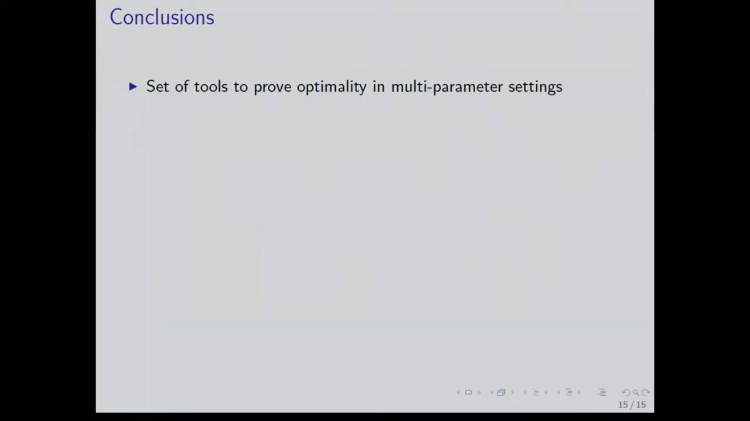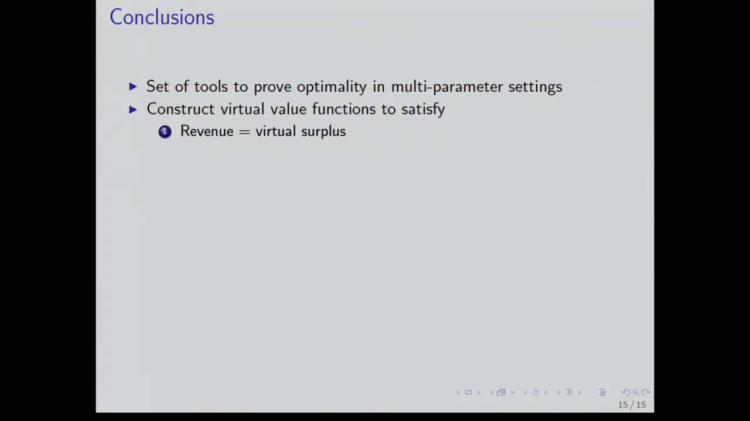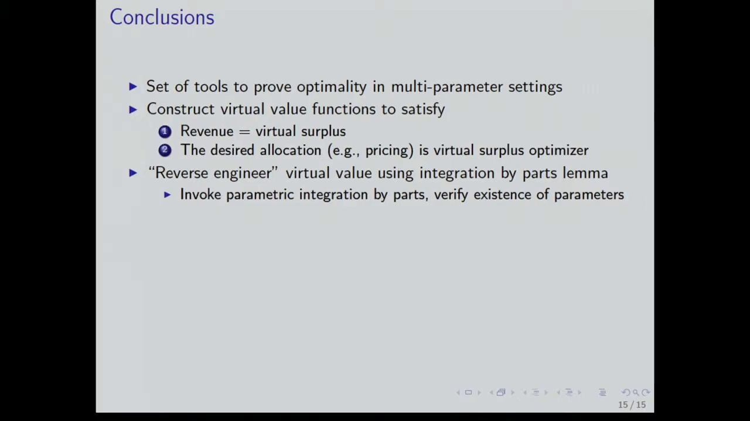Okay, so to conclude, we have a set of tools to prove optimality of mechanisms in multi-parameter settings. And we do this by constructing virtual value functions that satisfy these two properties, that revenue is virtual surplus, and our desired allocation optimizes it pointwise. And we reverse engineer the right virtual value form based on the requirements that we impose on it.